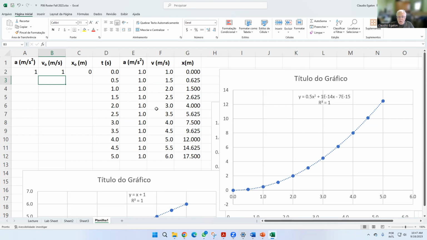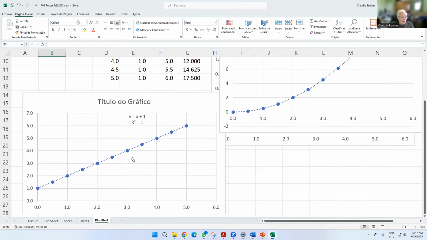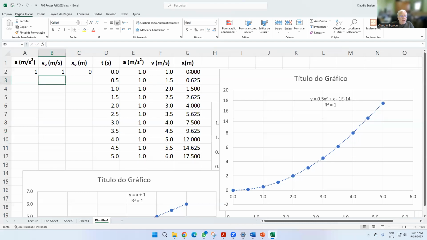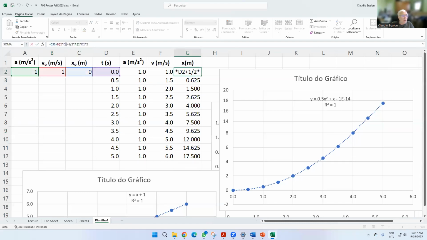The graph was supposed to shift here, but it shifted here. But why didn't it shift here? Let's see what's going on here. Yeah, the position should be 0.